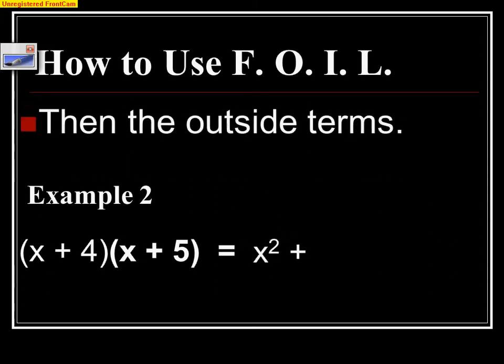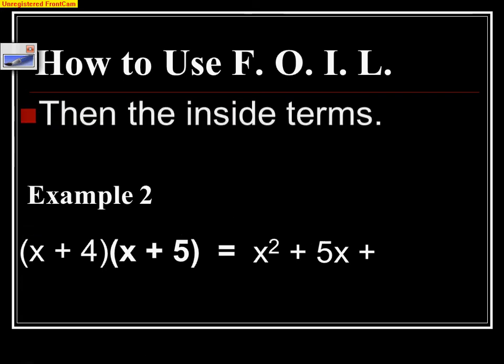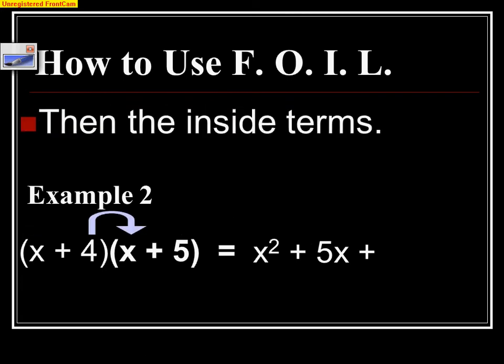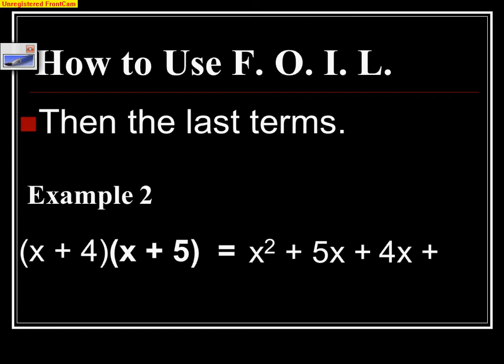Next, we do the outside terms. Those terms are x and 5. Well, what's x times 5? That's 5x. Then we do the inside terms. That's 4 and x. Well, what's 4 times x? That's 4x. Then finally, we do the last terms. The last terms are 4 and 5. 4 times 5 equals 20.